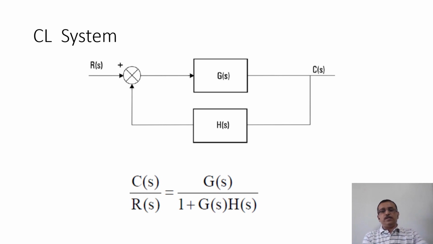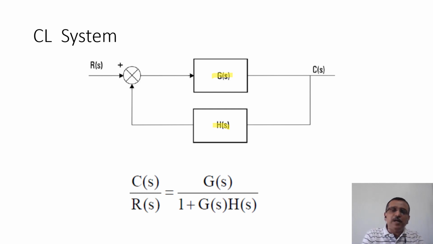Once you have a transfer function like this, we have the forward transfer function Gs and feedback transfer function Hs. Then the overall transfer function for this closed loop system is Gs by 1 plus GsHs. And what are closed loop poles? Closed loop poles correspond to the denominator polynomial equal to 0.